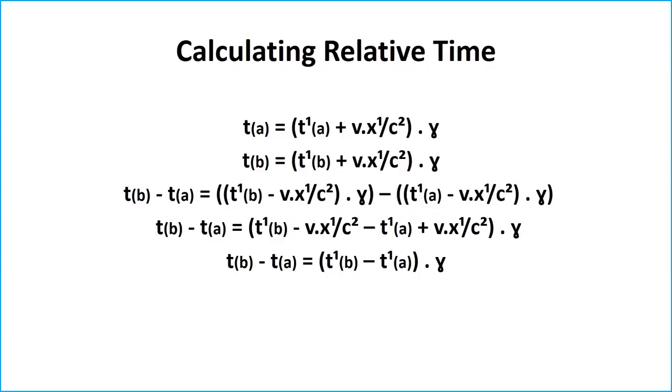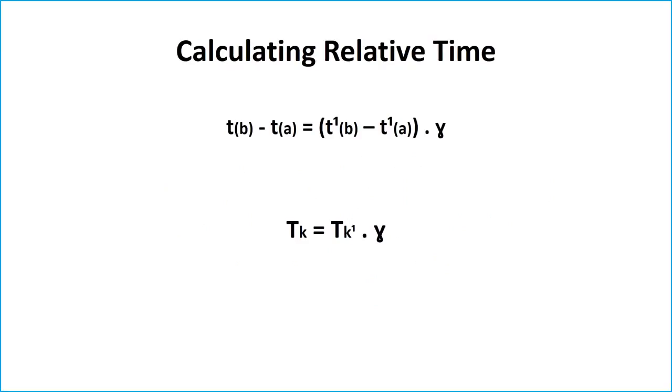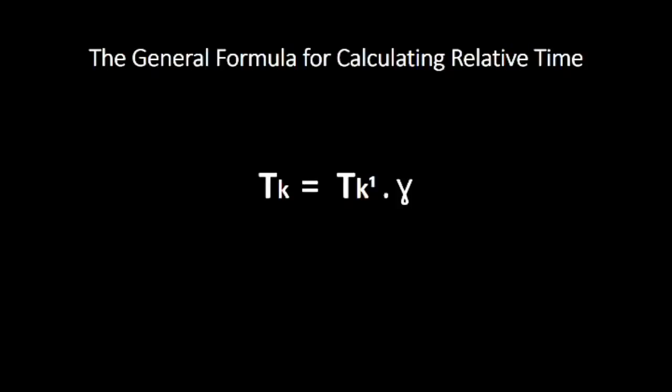And this effectively gives us the general formula for comparing the elapsed time between two events. It says that the elapsed time, as judged from the stationary coordinate system, equals the elapsed time as judged from the moving coordinate system, multiplied by gamma, the Lorentz factor. If we align this equation with the k and k1 coordinate systems, we can write the equation like this.